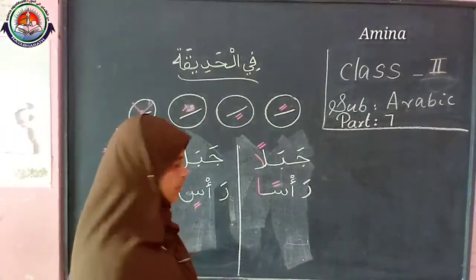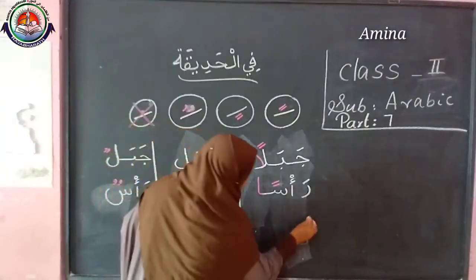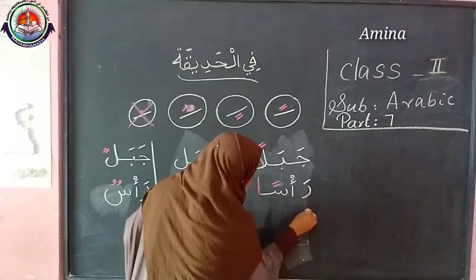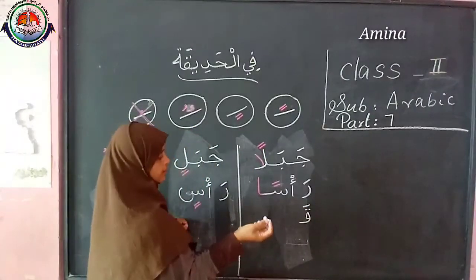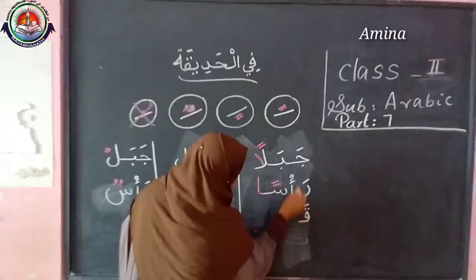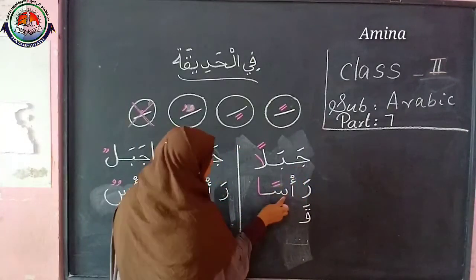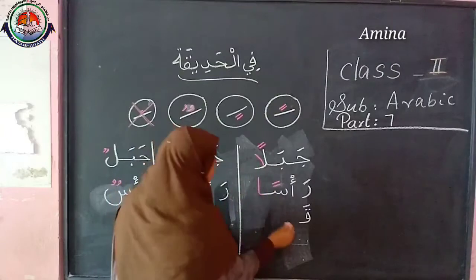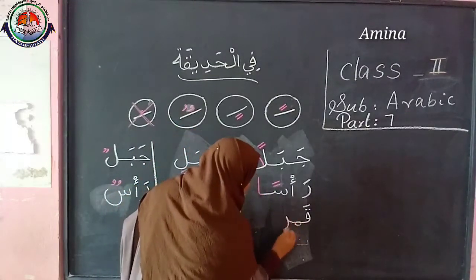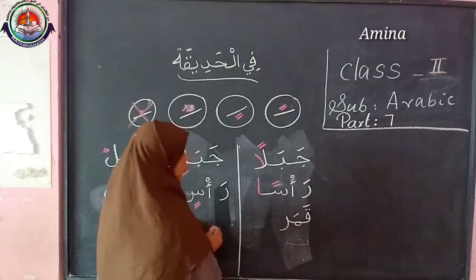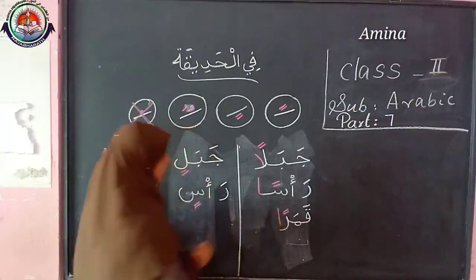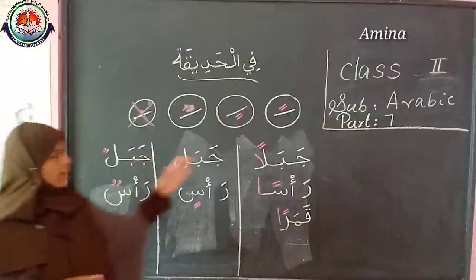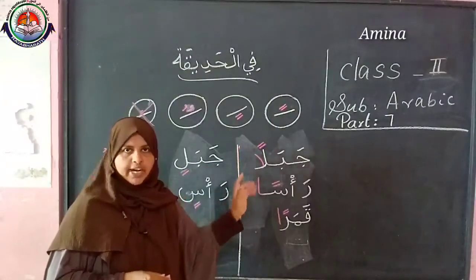The next one, we learned this word before. Qamar. What is the meaning of Qamar? Moon. Jabal means mountain. Ras means head. Then Qamar means moon. Qamaran. How to write? Only for double fatha we have to add one alif.